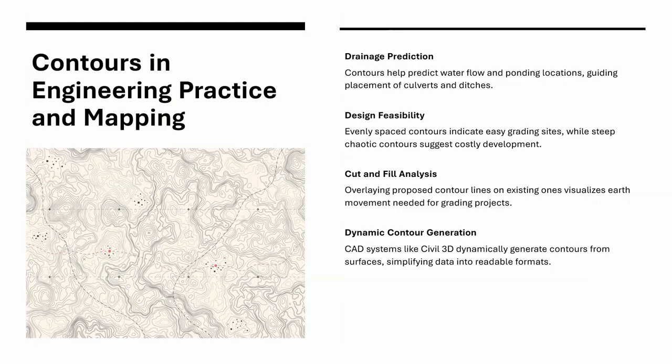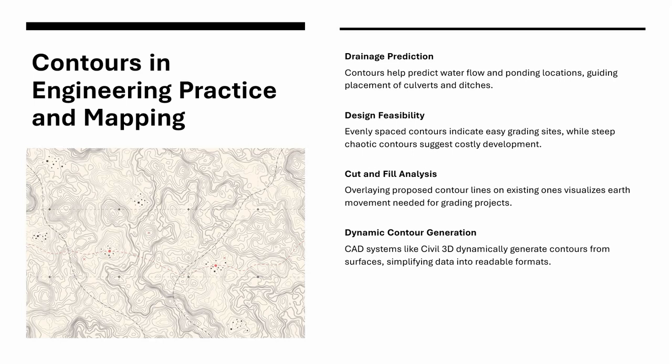For engineers and surveyors, contours aren't just pictures, they're decision tools. Taking drainage, for example. By reading contours, you can predict where water will flow, where it will pond, and where to place culverts or ditches to relieve areas of flooding. In design feasibility, a site with evenly spaced contours will be easy to grade. A site with chaotic, steep contours may become impractical, too costly to even consider developing.